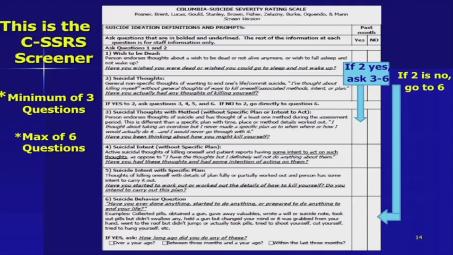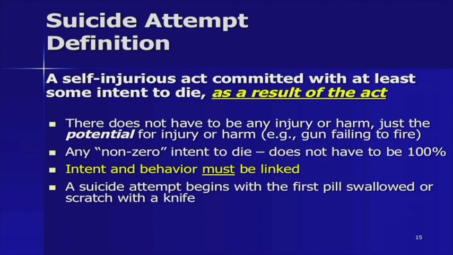So this is what the screener looks like. If question 2 is yes, then you ask 3, 4, 5, and 6. If question 2 is no, you go immediately to question 6, which is the behavior question. Behavior. This is the definition of suicide attempt, which is a self-injurious act committed with at least some intent to die as a result of the act.